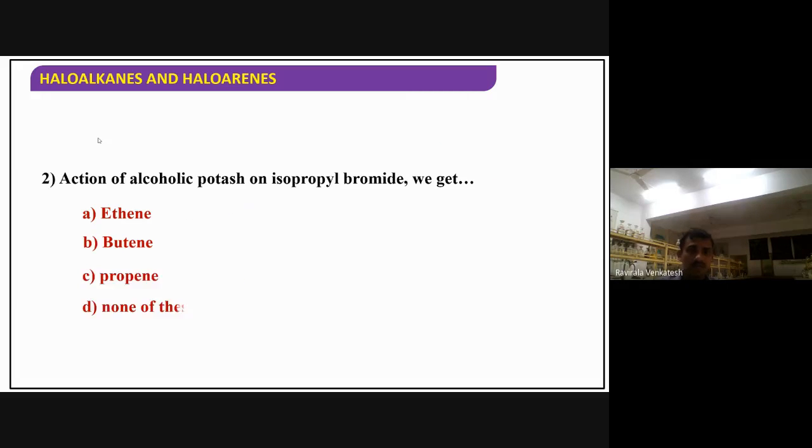Now you take this one, action of alcoholic potash with isopropyl bromide. Just now I explained this one. Alcoholic potash reacting with isopropyl bromide, you will get propene. Try this one.